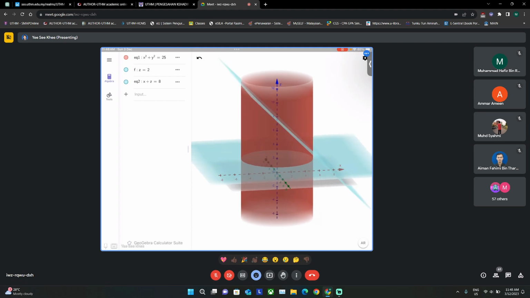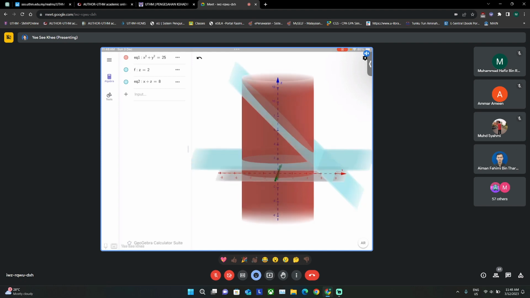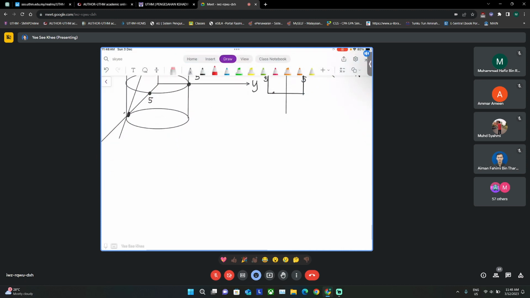Can you see this thing? Are you able to see this thing? Okay, so maybe I will draw a 3D view for you. I draw without the axis, so you can view the structure. Just want you to view the structure.